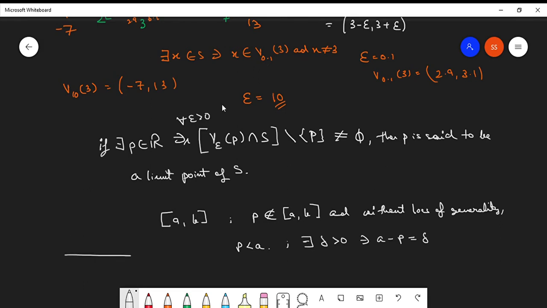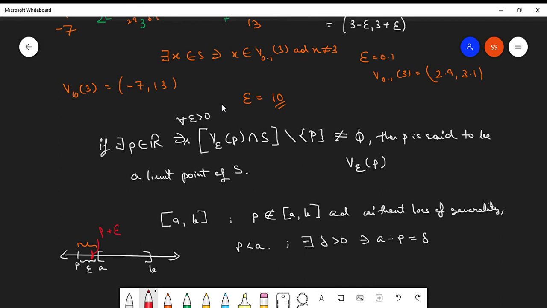For example, if we plot this on a number line, let's say this is your A, this is your B, here is your P. So there exists some delta which is basically the distance between A and P. This is what we are talking about. Clear? This is pretty easy to understand: we can choose an epsilon from anywhere between this delta such that if we now form the epsilon neighborhood, then P plus epsilon will be somewhere here, and P minus epsilon will be behind that.